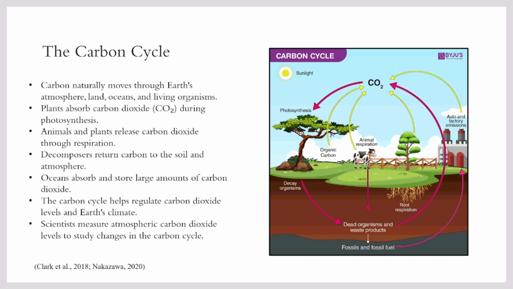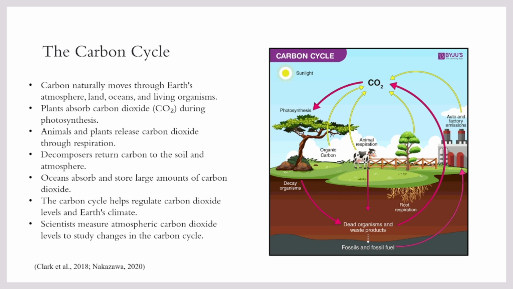Scientists have measured atmospheric carbon dioxide levels for many years, and these measurements show that carbon dioxide has continued to increase as humans burn more fossil fuels. These measurements help them understand how carbon moves through Earth systems and how human activities are affecting the natural balance. This diagram shows carbon moving between the atmosphere, plants, animals, the soil, and the oceans. The arrows represent the continuous movement of carbon through these different parts of the Earth system.